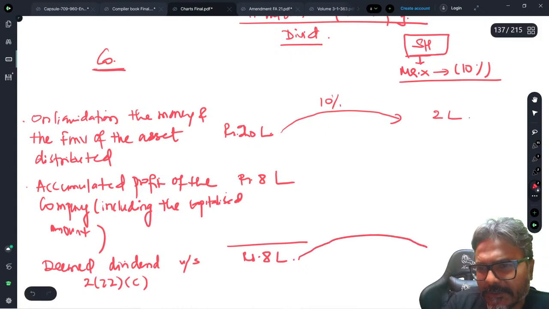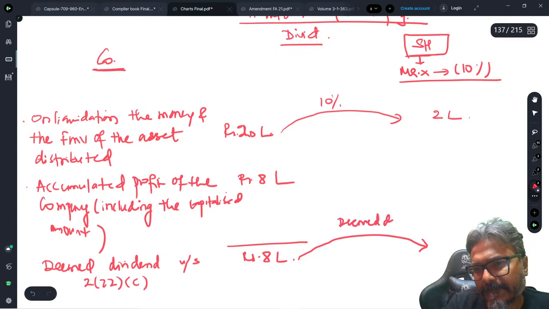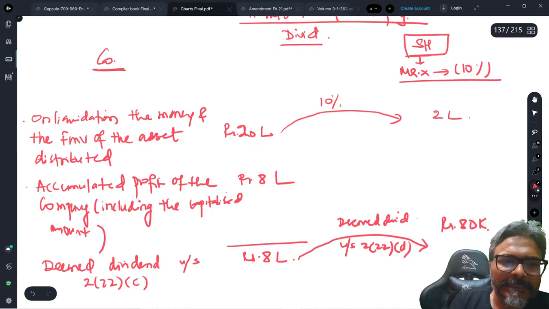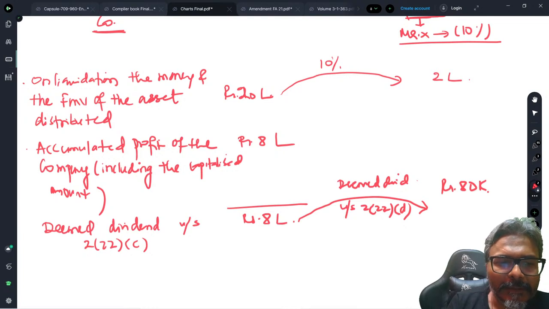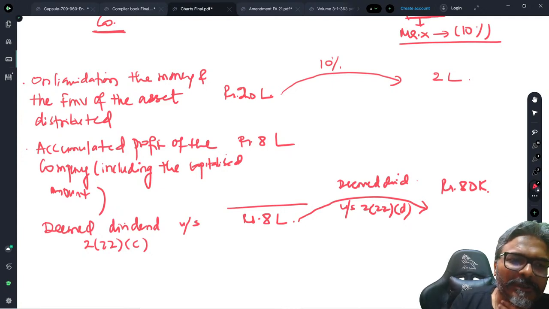Out of that, students, how much is the deemed dividend in this context? So, the deemed dividend under section 222D is rupees 80,000. Although the amount distributed will be 2 lakhs to Mr. X being a 10% shareholder, the deemed dividend out of it under section 222D would be restricted to ₹80,000. All of you will agree to this one, isn't it?